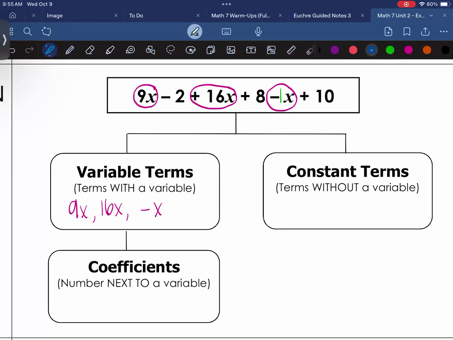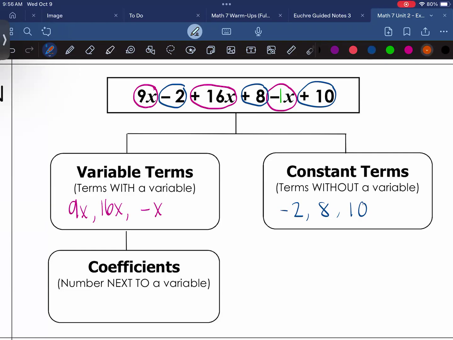All right, now let's go ahead and circle the constant terms. The constant terms are just the numbers by themselves, and they are called constants because they don't change, right? The variables can change because x can be 2, x can be 4, you don't know what x is. But the constants, those numbers don't change. So here we have -2, again circling the minus sign that's in front of it. We have a +8, and we have a +10. So variable terms and constant terms.